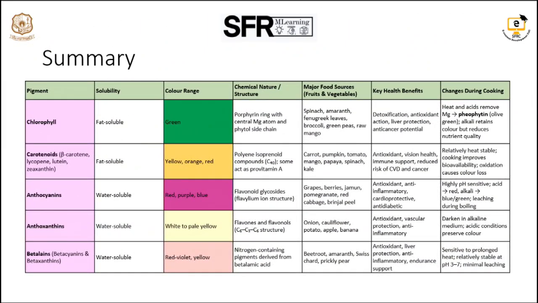So this is the summary of the pigments, their solubility, their food sources, the changes happening during cooking, and the health benefits.